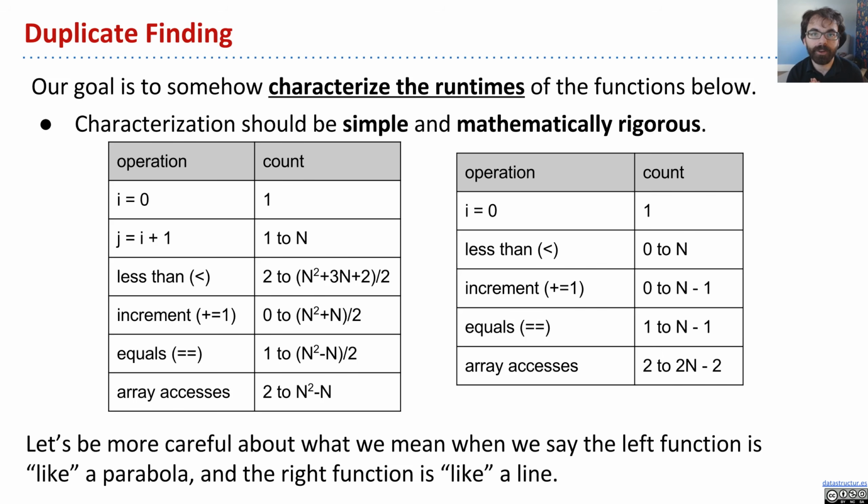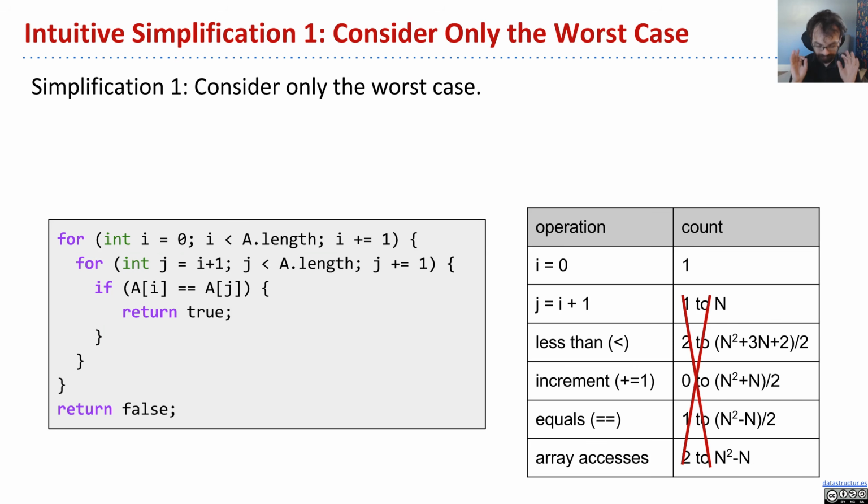What we've seen in this lecture so far is, given an algorithm or a function, we can very carefully, beautifully analyze its possible runtimes by counting how many times each operation occurs. Now, with dupe1 and dupe2, in order to figure out which one's better, we then said, okay, the characterization of dupe1 is like a parabola, and dupe2 is like a line. What we're going to do in this video is be a little more careful about what we mean by like a parabola by applying a series of 4 simplifications that will boil these tables down to their essence.